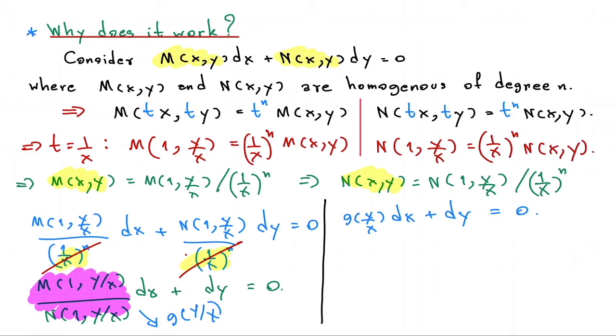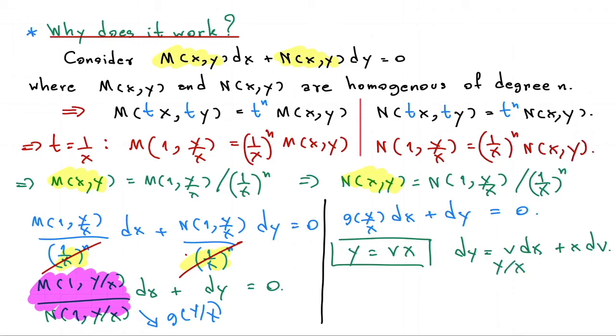And then what's next? I let y be vx, right? This is what we do, the substitution, right? So dy is actually v dx plus x dv. And if y is vx, we have that y over x is actually v, right? So this equation becomes g of v dx plus v dx plus x dv equals 0. Then I'll copy this and go to the next page.